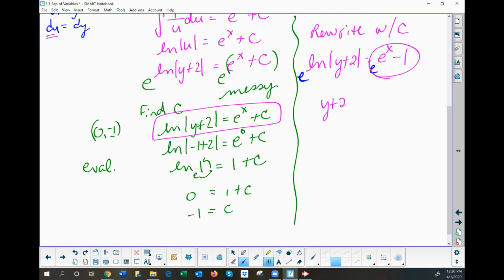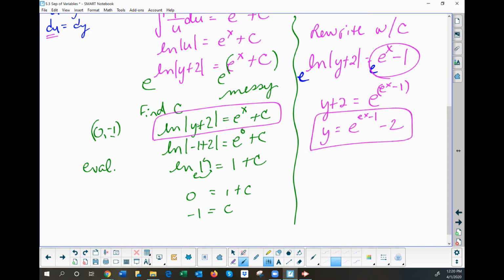Not a real fantastic answer there. y equals e to the x minus 1 minus 2. This would be an acceptable answer. I think we'll just leave it there because it's really not going to simplify nicely at all. All right, that covers that.